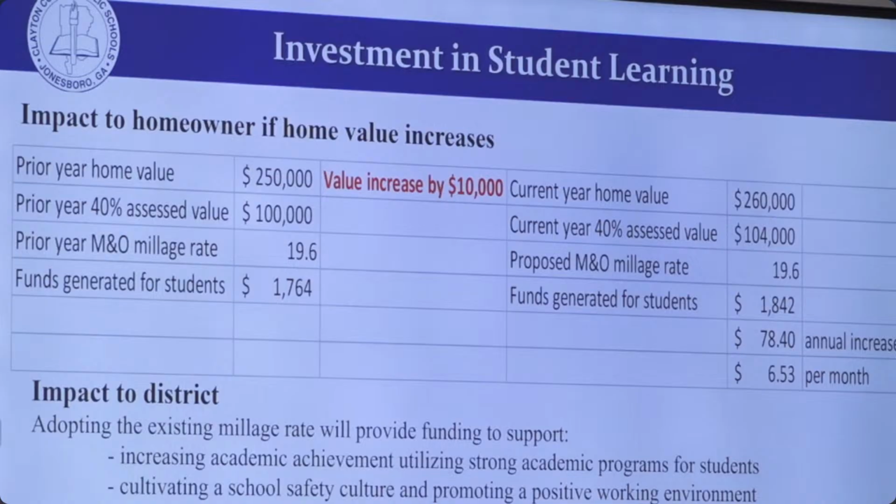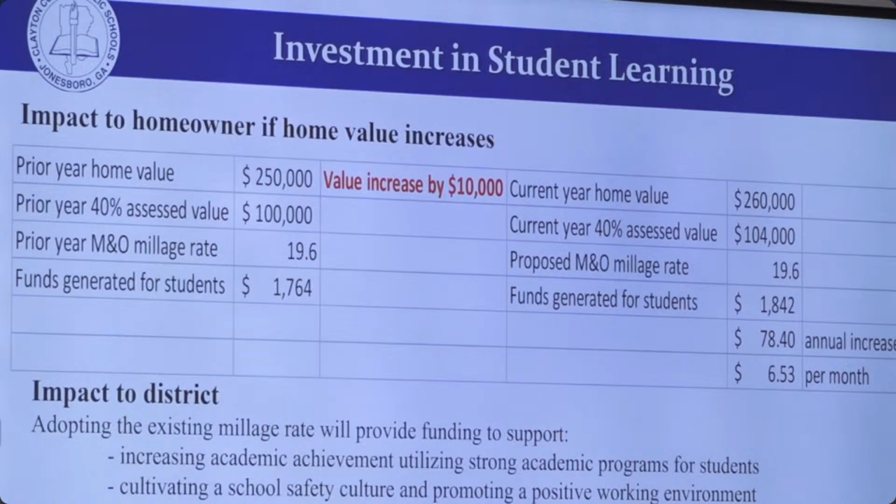So what if my home value increases, like the home that we saw earlier, at the same millage rate? So say last year was $250,000, you pay the $1,764 at the 19.6 millage rate. Say it increased by $10,000. So now your assessed value, the 40%, is $104,000 minus the $10,000. And that would be $1,842 that's generated for the students, for student learning. That would be a $78 increase if your property value is increased for the year. $6.53 per month if you're paying a mortgage.